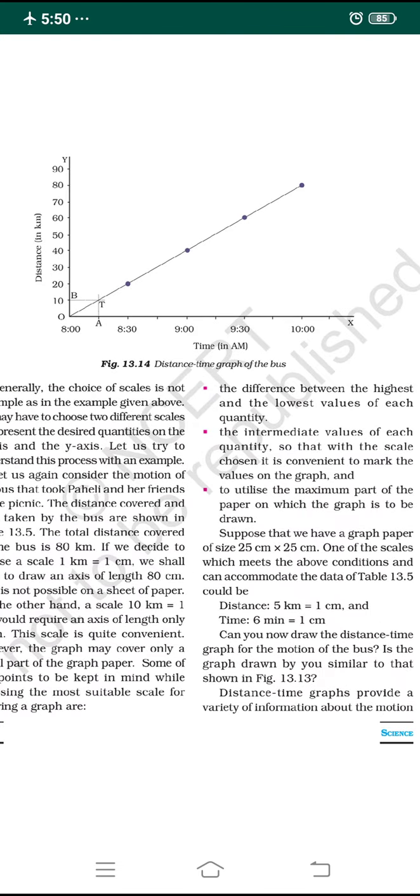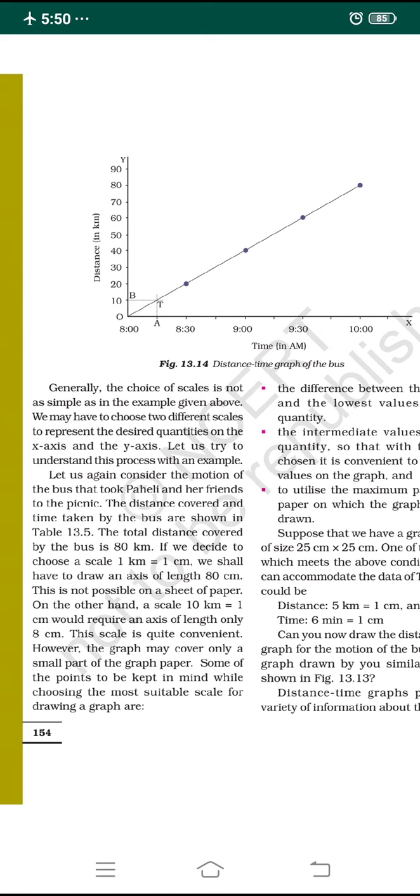Next, generally the choice of scale is not as simple as the example given above. So you have to think of the given information, and based on that you have to decide the scale. We have to choose two different scales to represent the desired quantities on the x-axis as well as the y-axis. Let us try to understand this process with an example: how to represent the different desired quantities along the x-axis and y-axis.